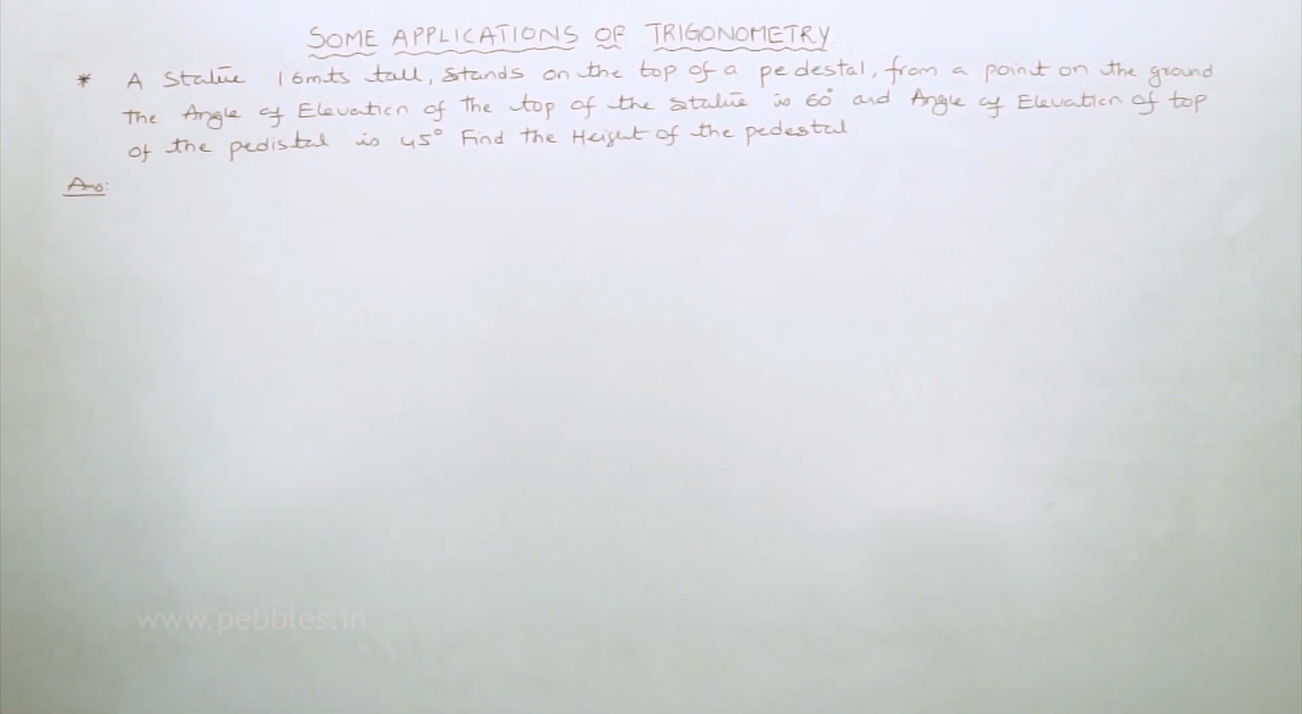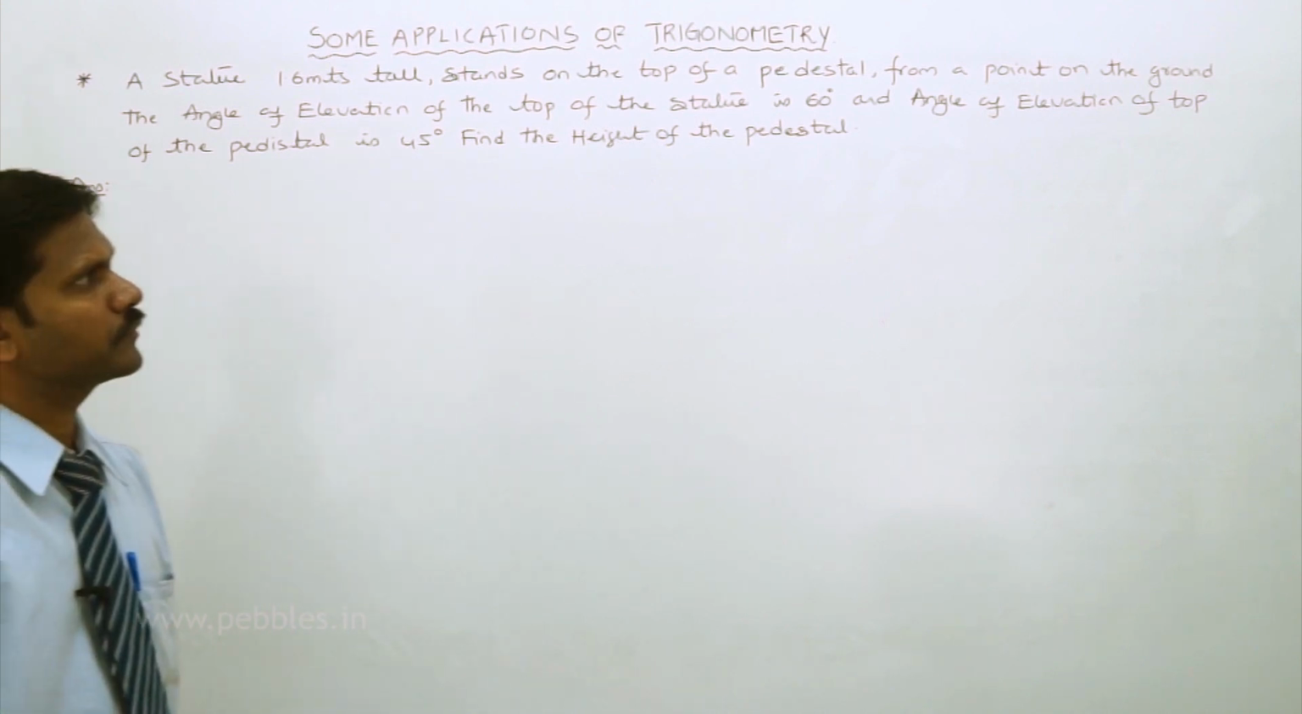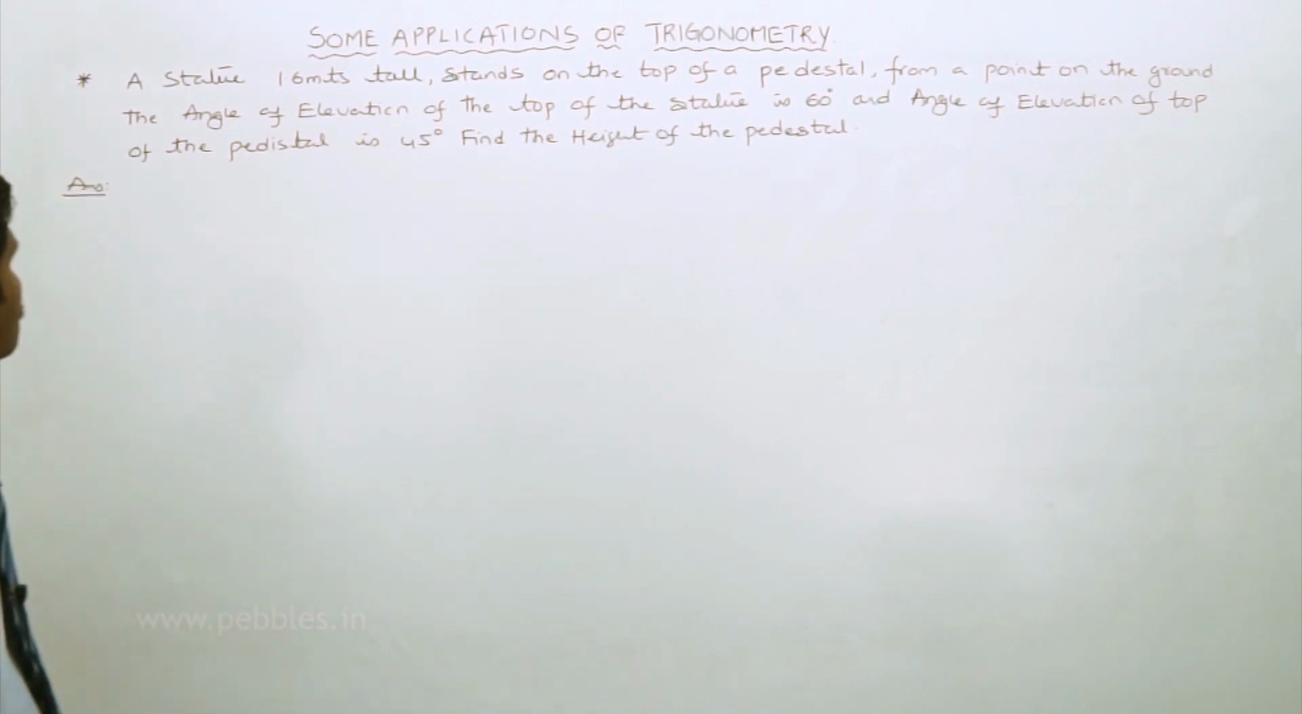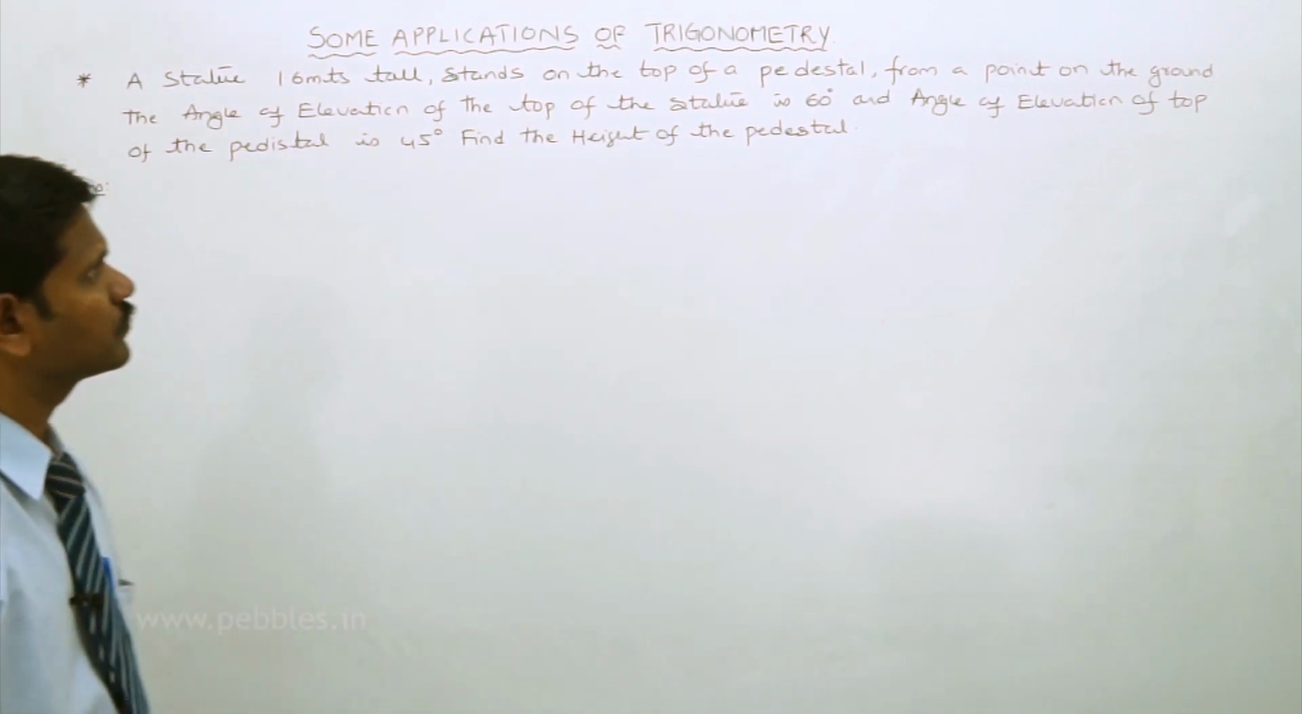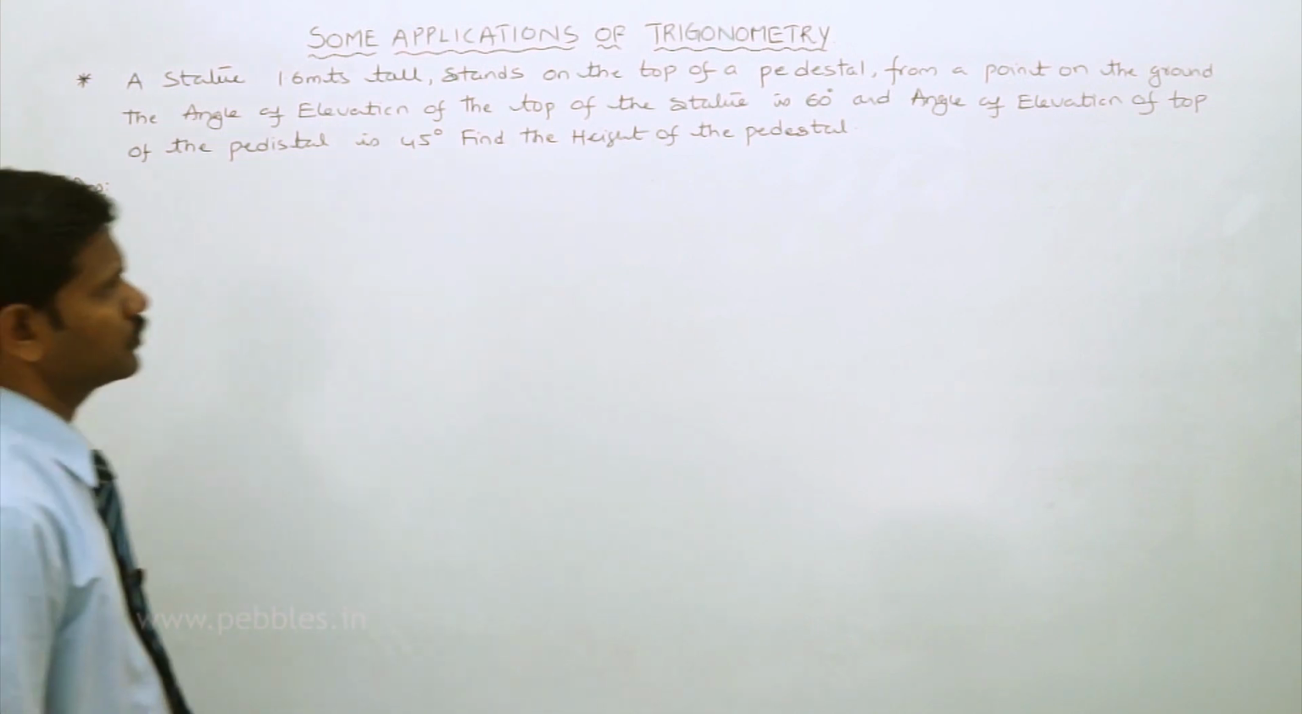A statue 1.6 meters tall stands on the top of a pedestal. From a point on the ground, the angle of elevation of the top of the statue is 60 degrees and the angle of elevation of the top of the pedestal is 45 degrees. Find the height of the pedestal. Now let us see.